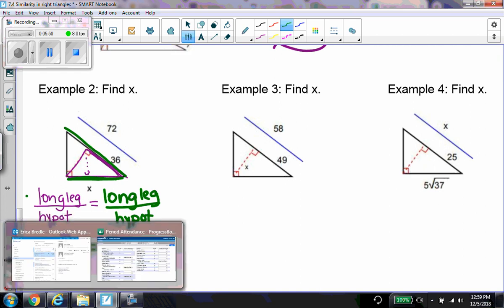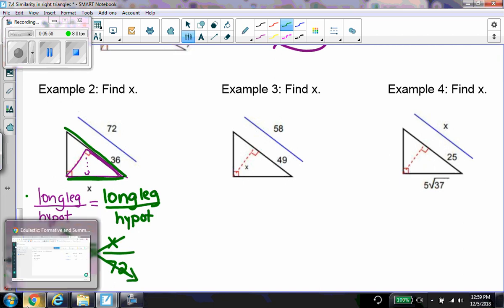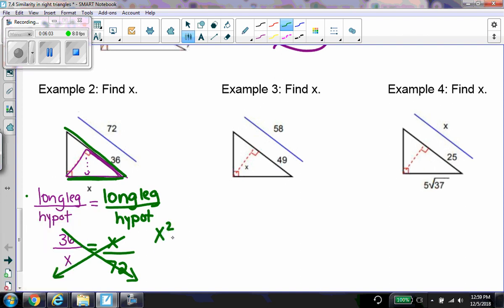We know if we set two things equal, we can cross multiply. All right, so I'm going to cross, and I'm going to cross here. What that gives me is an x squared equal to 2,592. All right, so I'm close to solving for x.